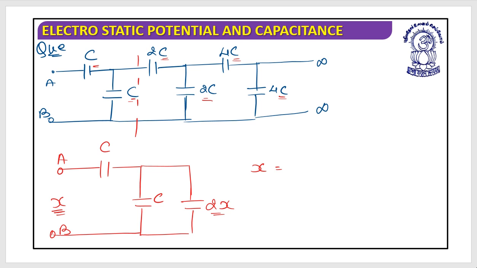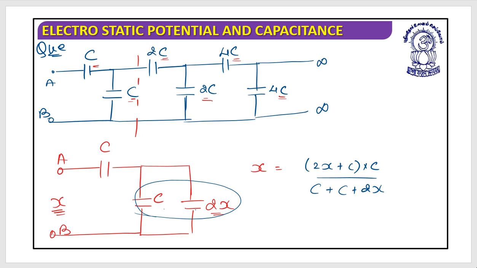that I know that these two are in parallel with each other. As they are in parallel with each other, I can have it's 2X plus C. Yes, and the combination of this is in series with this. It's 2X plus C into C divided by C plus 2X. I hope now you can calculate it. Yes, and at the end you will have an answer as C by root 2. So please do this. This is a very interesting question.